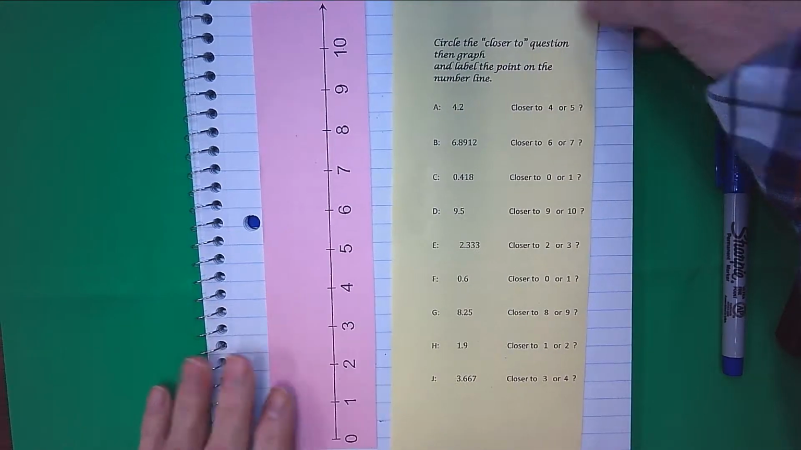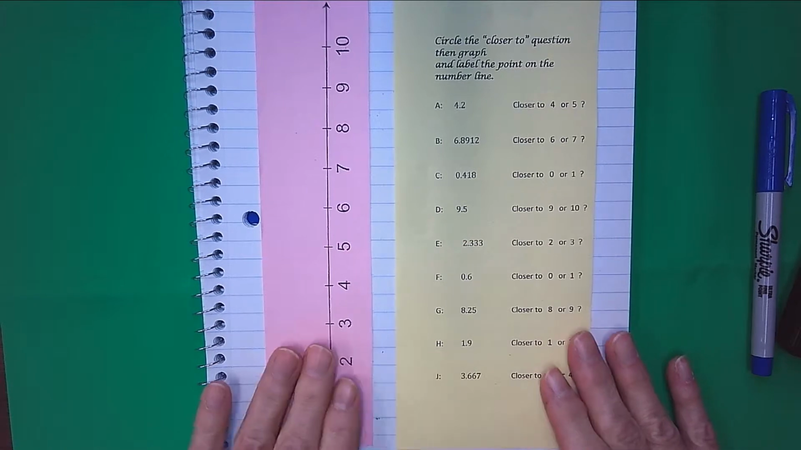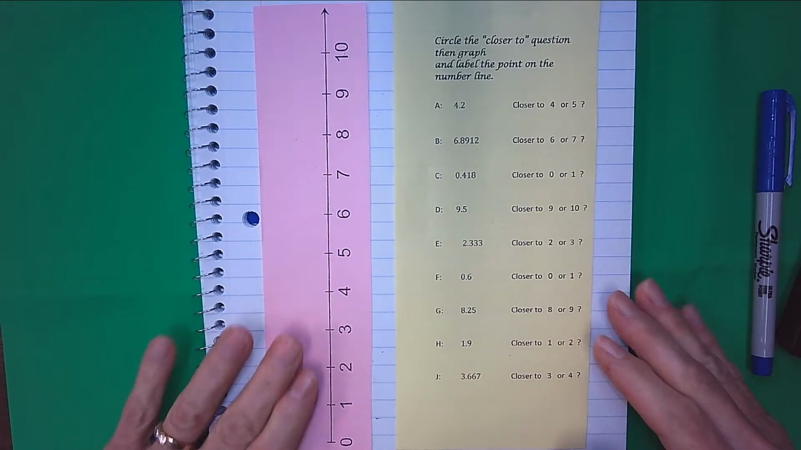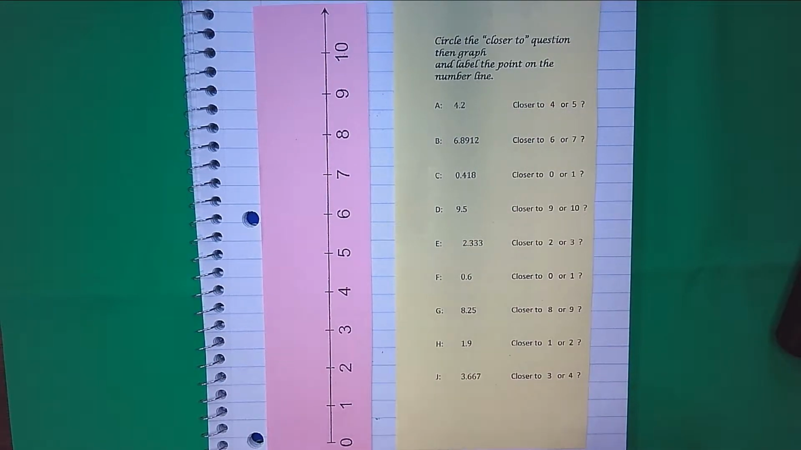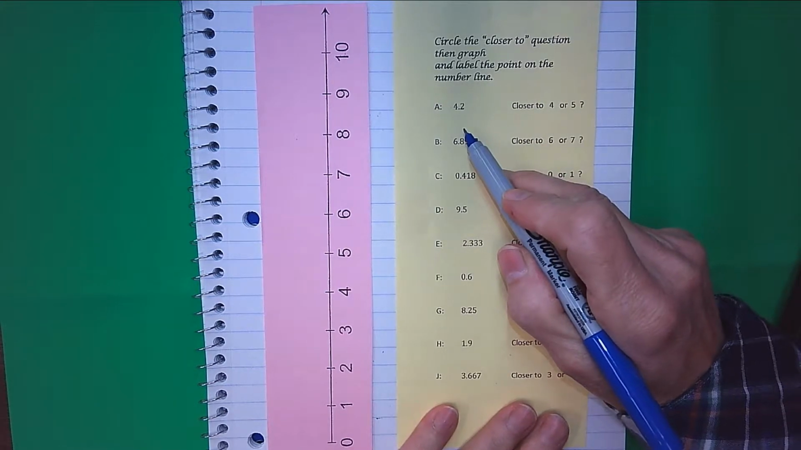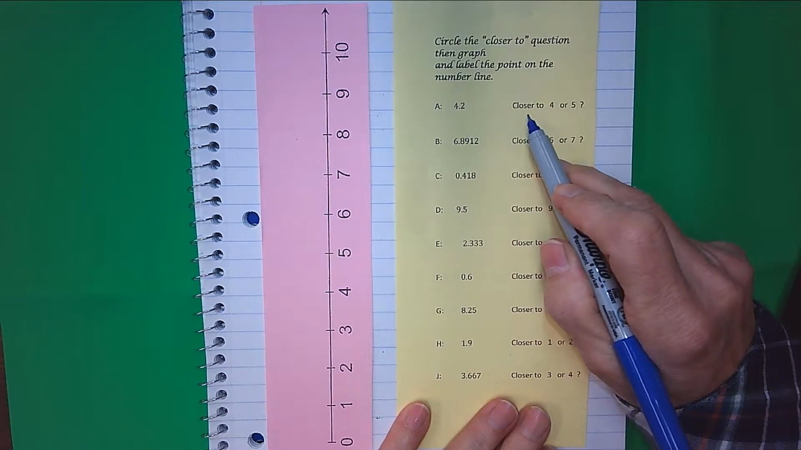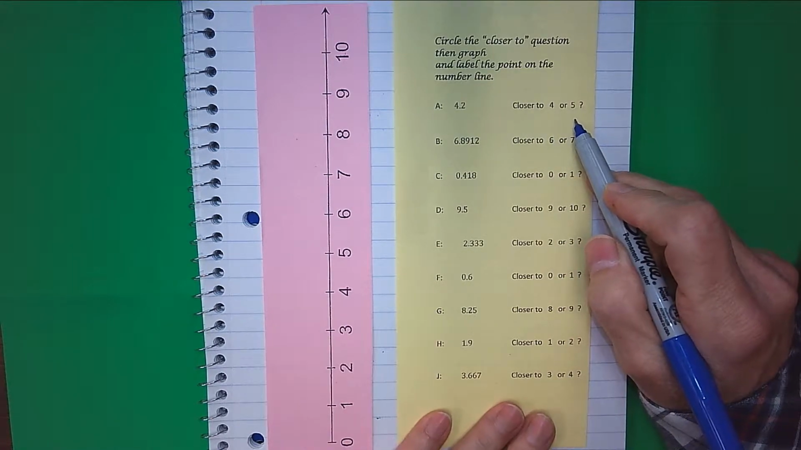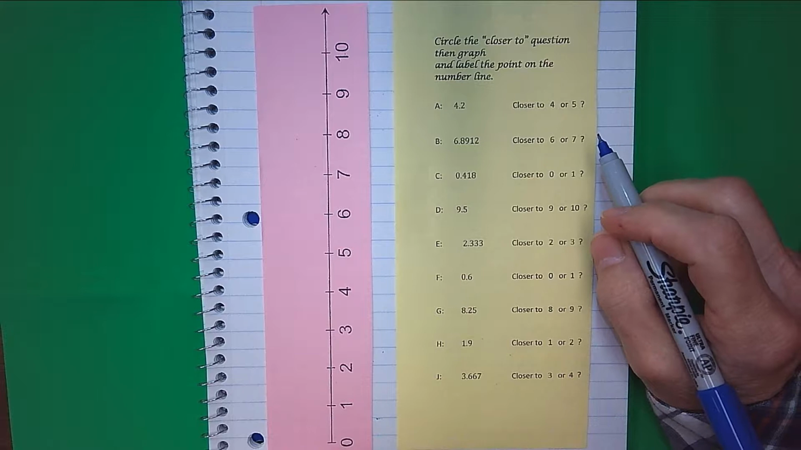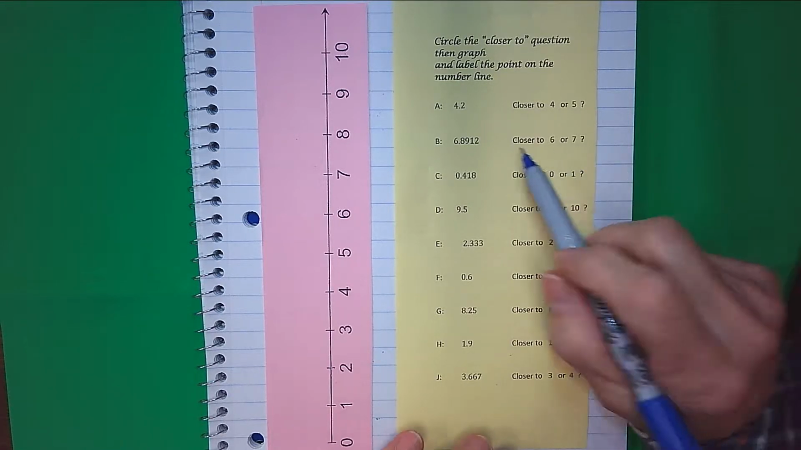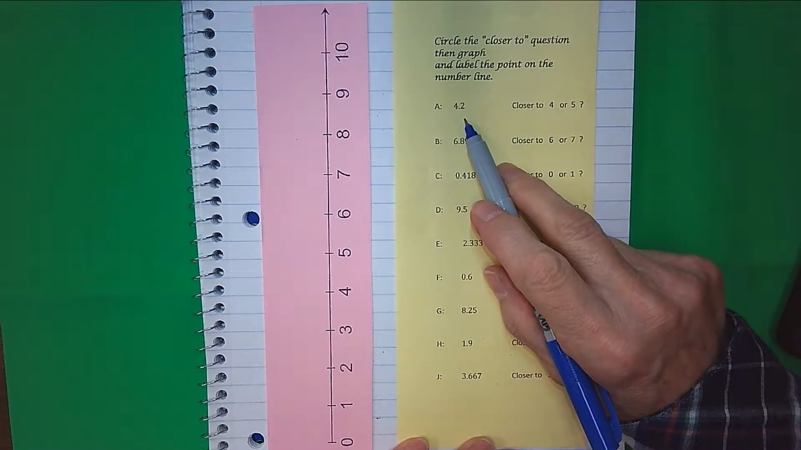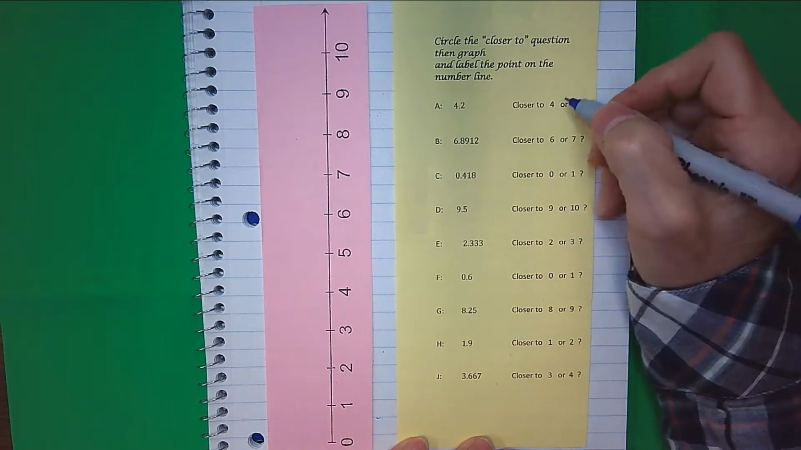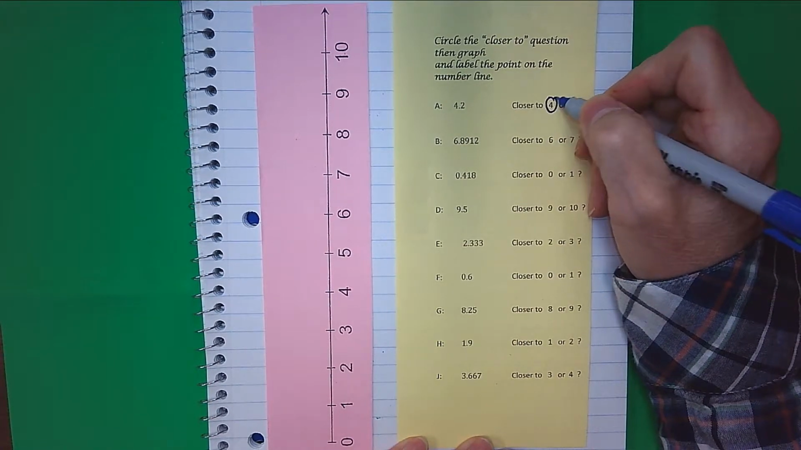All right, so our job is to figure out where on this number line each one of these decimal numbers is going to fall. My first number is 4 2/10. And so the first thing I'm going to think to myself, is that a number that's closer to 4 or a number that's closer to 5? Remember, I always like to think about decimals in terms of money. And so if I think about $4.20, that's closer to $4 than it is to $5.